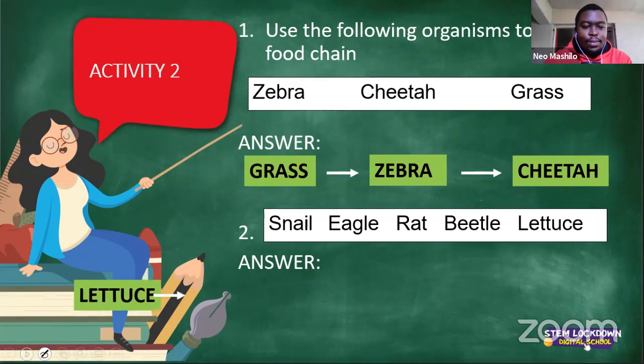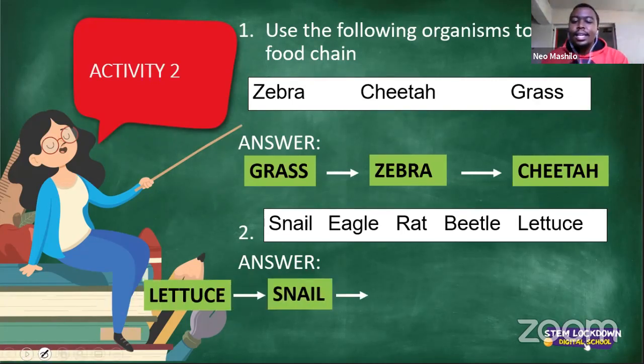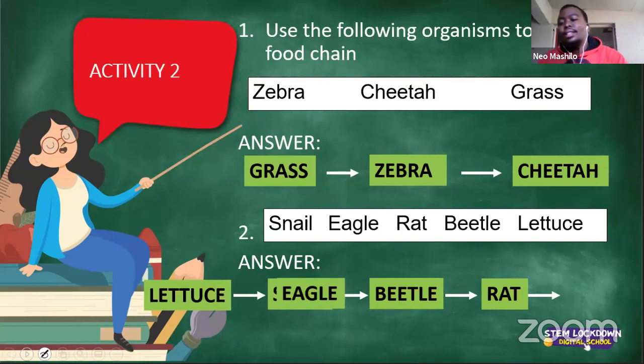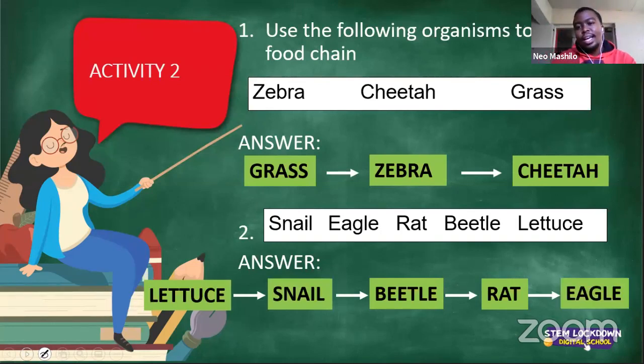So we start with lettuce, which is eaten by a snail. A snail eats only vegetables, so it is a herbivore. And a beetle will then eat a snail. A rat will then eat the beetle. And lastly, an eagle will eat a rat. So all those who said lettuce, snail, beetle, rat, eagle, well done.